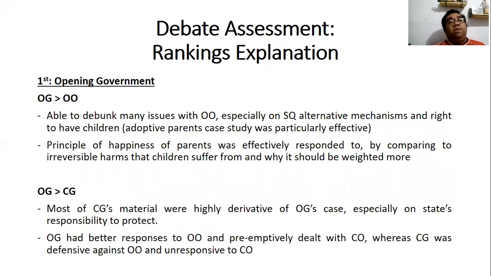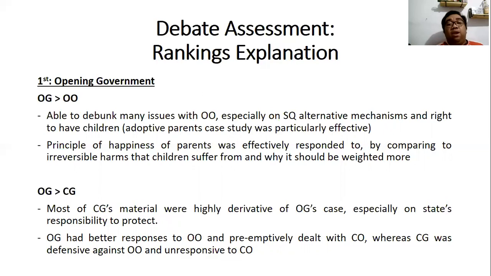So the reason why opening government was triumphant over opening opposition was that they were able to debunk many issues that opening opposition talked about, especially on the status quo alternative mechanisms. Opening government managed to point out why creative measures is simply not working, and it is not principally acceptable for us to subject children to harm, and then only doing something after the fact, which is the post-facto rebuttal that opening government in the DPM talked about.